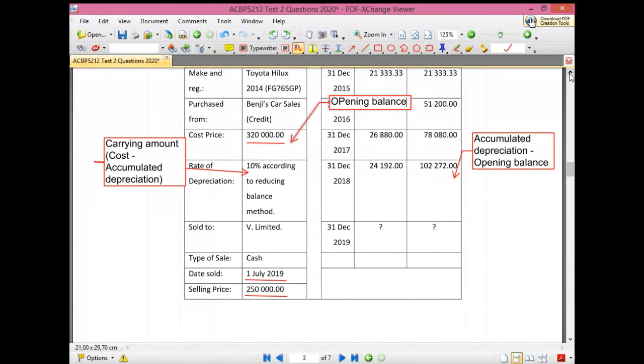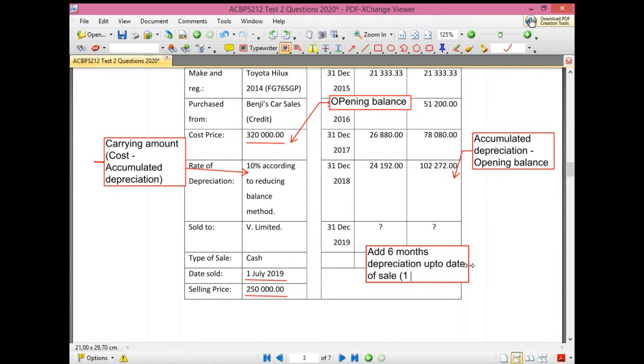Because when we do the asset disposal, we take the cost and the accumulated depreciation amount up to that date, just before we sell it, to work out what the carrying amount is. Now, as you can see from this table, the last date we have calculated depreciation was up to 31st of December. So that means we need to add another 6 months' worth of depreciation up to date of sale.